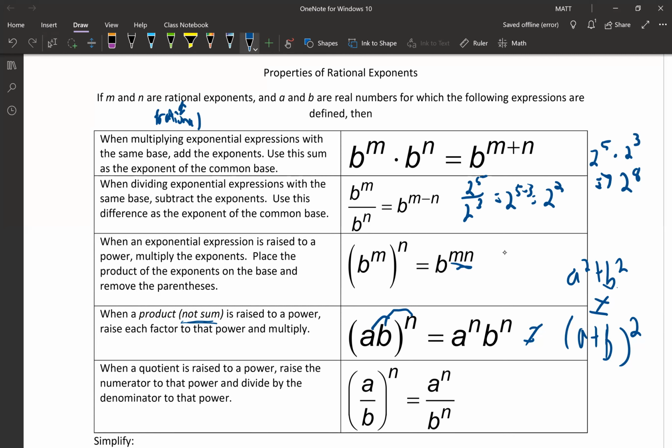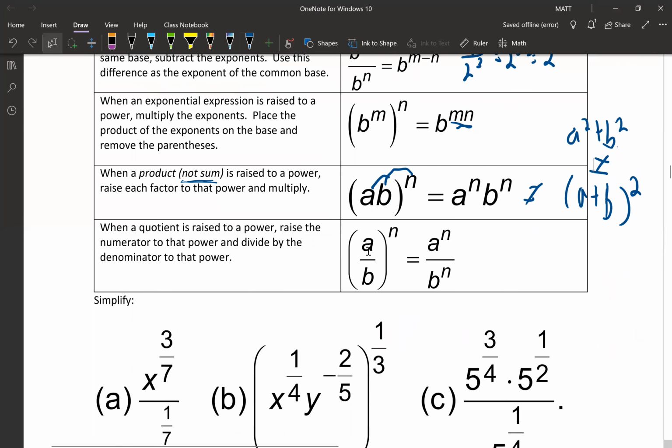Okay, and then if we have two numbers divided by each other, and we have it raised to some power, we can distribute the n to the top and to the bottom. So you distribute the n to both of them, and we get a to the n and b to the n.